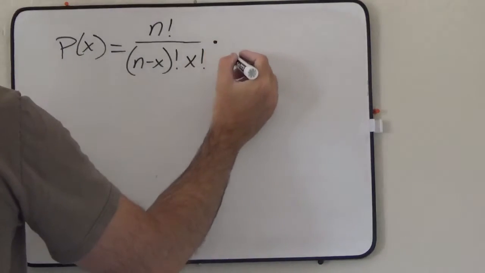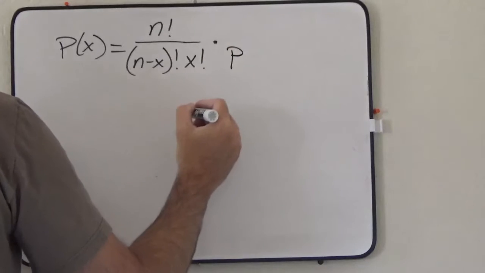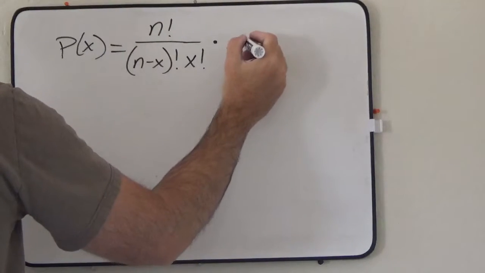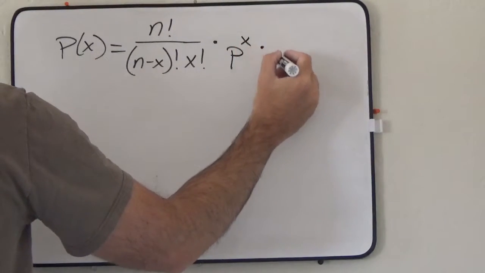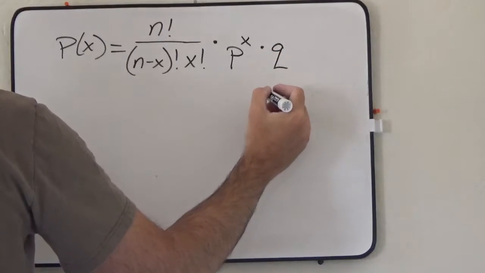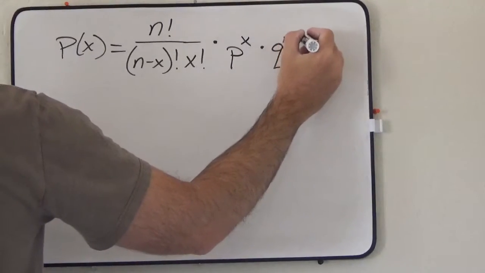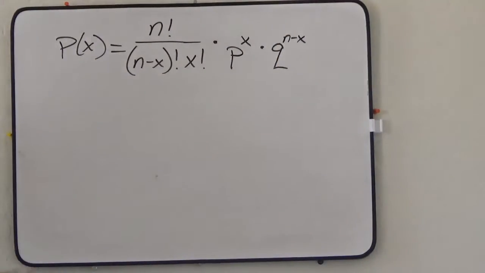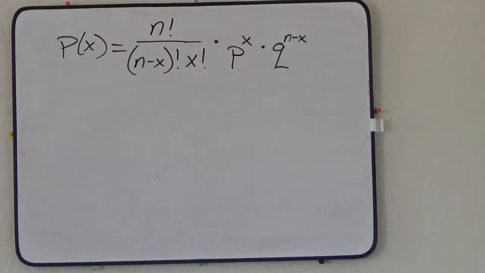We're going to multiply this by our probability of success raised to the x power times the probability of failure raised to the n minus x power, okay? So this is the formula that we're going to be using. And I'm going to show you exactly what this all means, so don't freak out about it. But let's go ahead and solve this.